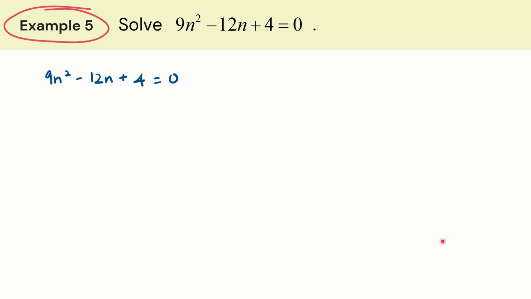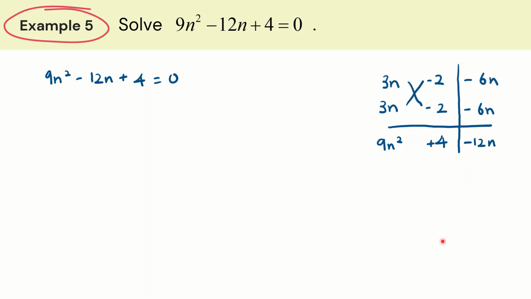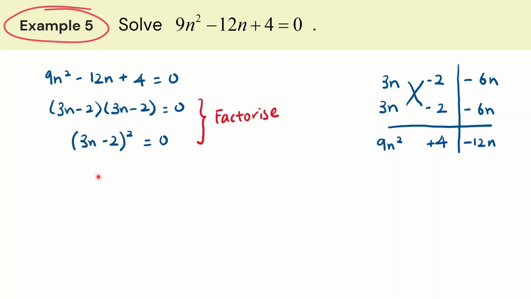So given 9n² - 12n + 4 = 0, we will do our factorization using the cross method as shown here, which is sped up. And then we get (3n - 2)(3n - 2) = 0. Of course, you can say that 3n - 2 = 0 or 3n - 2 = 0 by using our zero product rule. However, we know that 3n - 2 and 3n - 2, they are the same. So actually we could simplify this to writing (3n - 2) squared. So this is our factorization process where we simplify it into this stage.